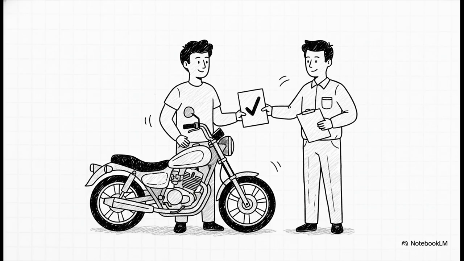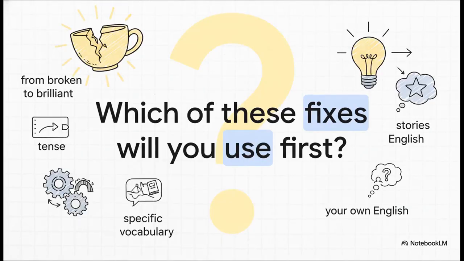See the difference? Wow. It's clear, it's logical, and it's so much easier to follow. A few small fixes really did make a world of difference. So there you have it, from broken to brilliant. We've seen how correcting just a few key things, the tense, the prepositions, the specific vocabulary, can completely transform a story. So now think about your own English. Which one of these fixes are you going to start using today to make your stories sound even better?